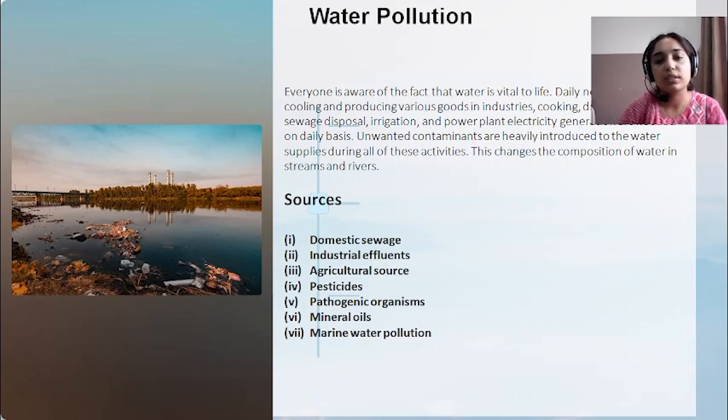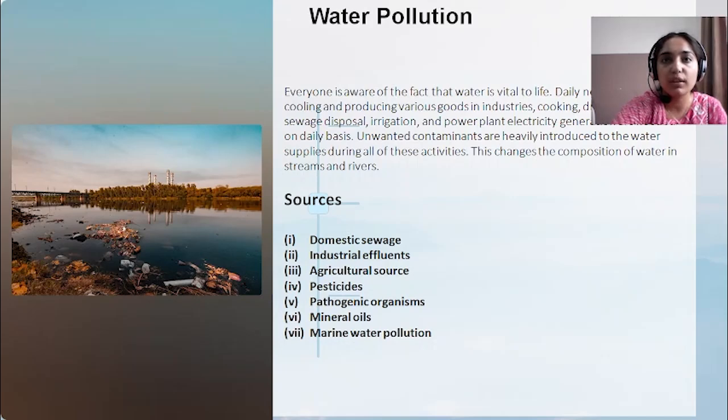Now these are the sources of water pollution. First is domestic sewage. Second is industrial effluents. Third, agriculture sources. Fourth is pesticides. Fifth, pathogenic organisms. Sixth, mineral oils. Seventh is marine water pollution. Now we will discuss all these sources in a detailed way. What is domestic sewage? Sewage which includes household sewage is known as domestic sewage.